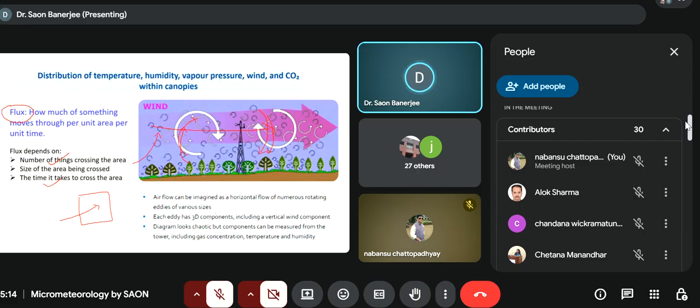Likewise, the flux is the main thing which determines the upward and downward flow, which is known as the eddy current. So the eddy actually has three-dimensional components. It includes a vertical wind component, vertically upward or vertically downward. Generally, air flow is a horizontal flow, but the eddy is actually upward and downward.